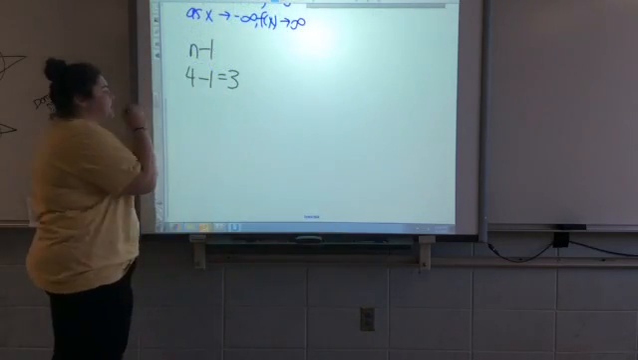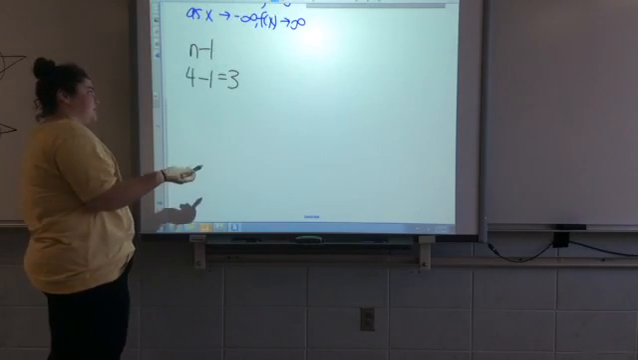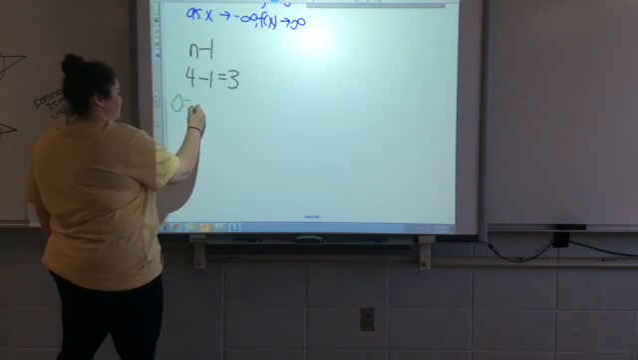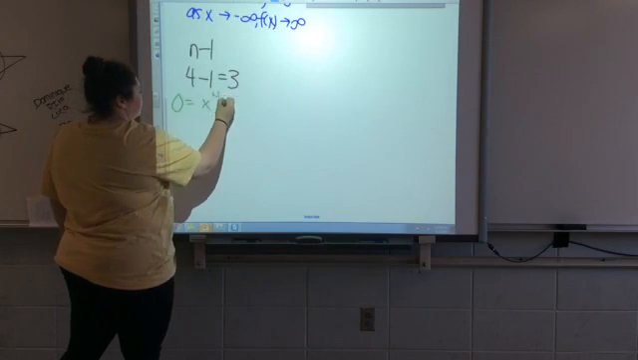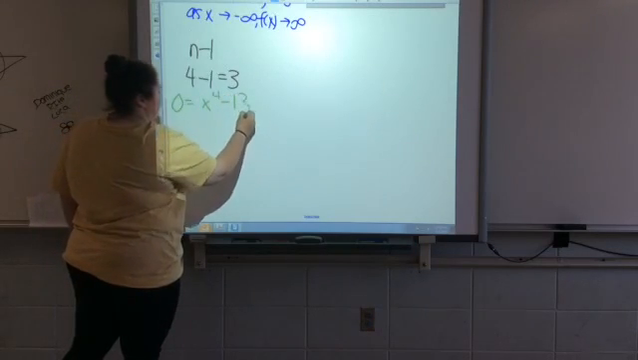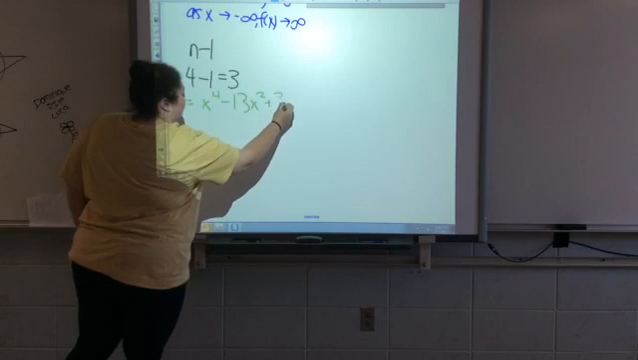We're going to find factors. The definition of an x-intercept is when y equals 0. So 0 equals x to the 4th minus 13x squared plus 36.